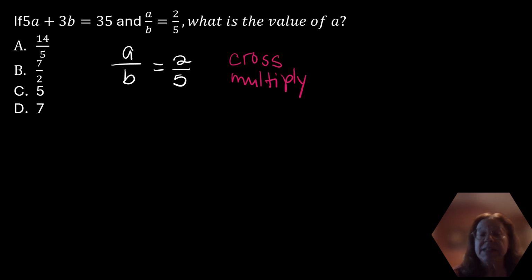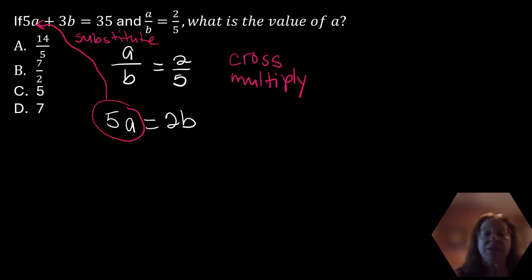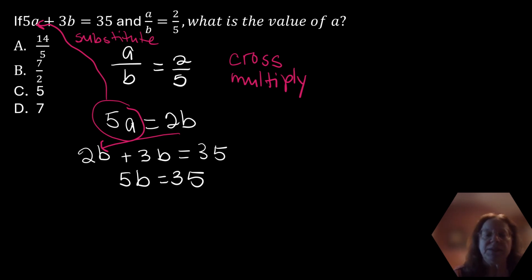So first we're going to take the second equation, a over b equals 2 over 5, and cross multiply. And we get 5a equals 2b. Now we notice that we have 5a in the first equation, that is equal to 2b, so I'm going to substitute that in, and we get 2b plus 3b equals 35. Add 2b and 3b, we get 5b equals 35. Divide both sides by 5, and we get b is 7.